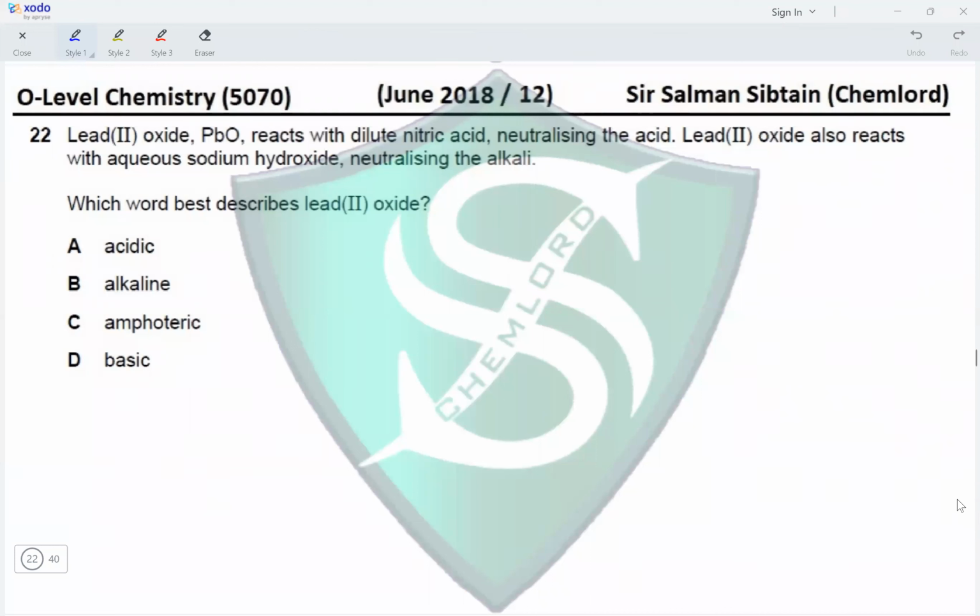Question 22. Lead 2 oxide reacts with dilute nitric acid, neutralizing the acid. Lead 2 oxide also reacts with aqueous sodium hydroxide, neutralizing the alkali. Which word best describes lead 2 oxide? So we've got an oxide that reacts with an acid as well as an alkali, which makes it amphoteric. So option C is amphoteric, making option C the correct option for this question.